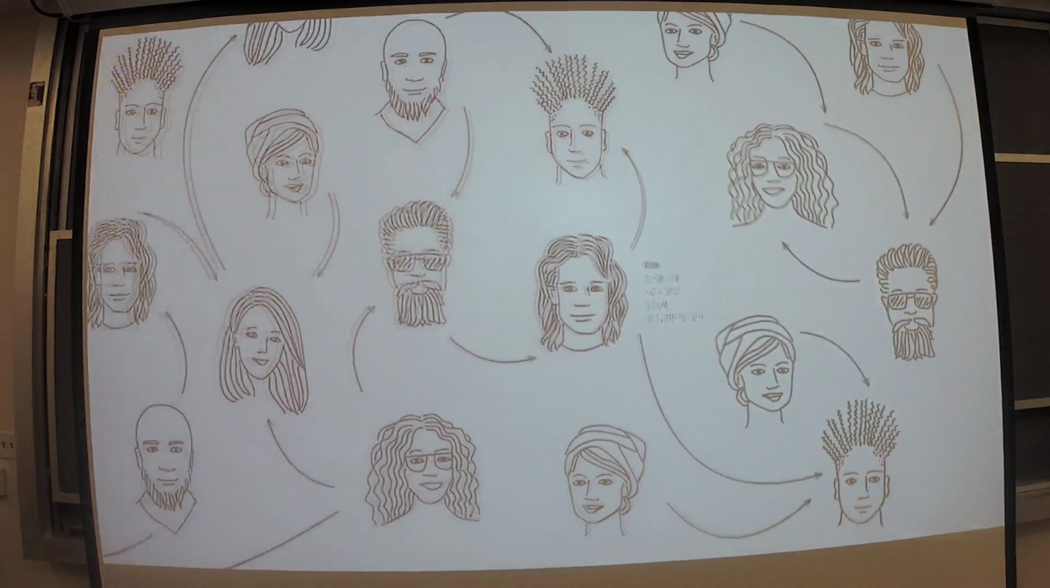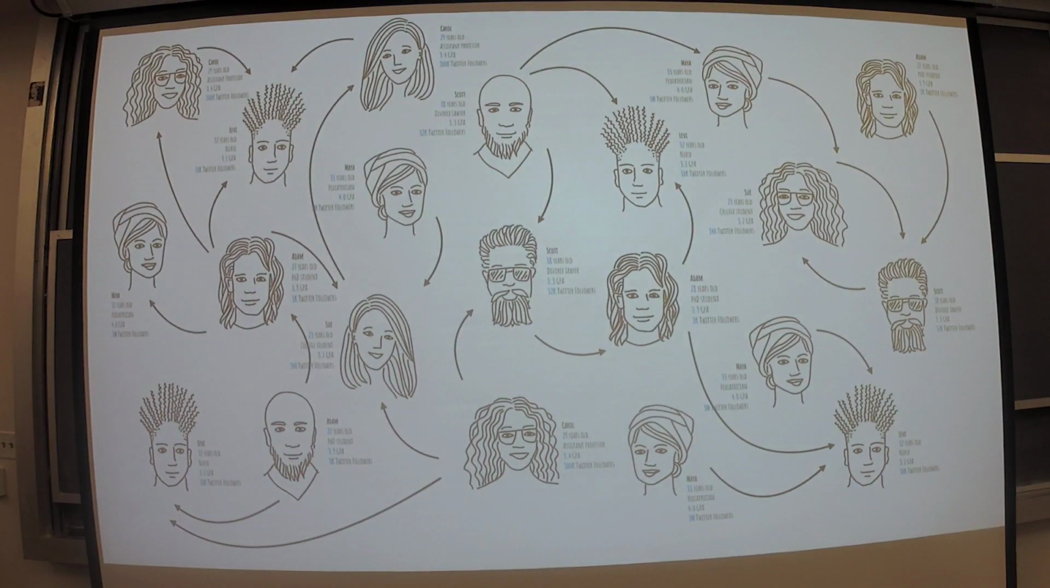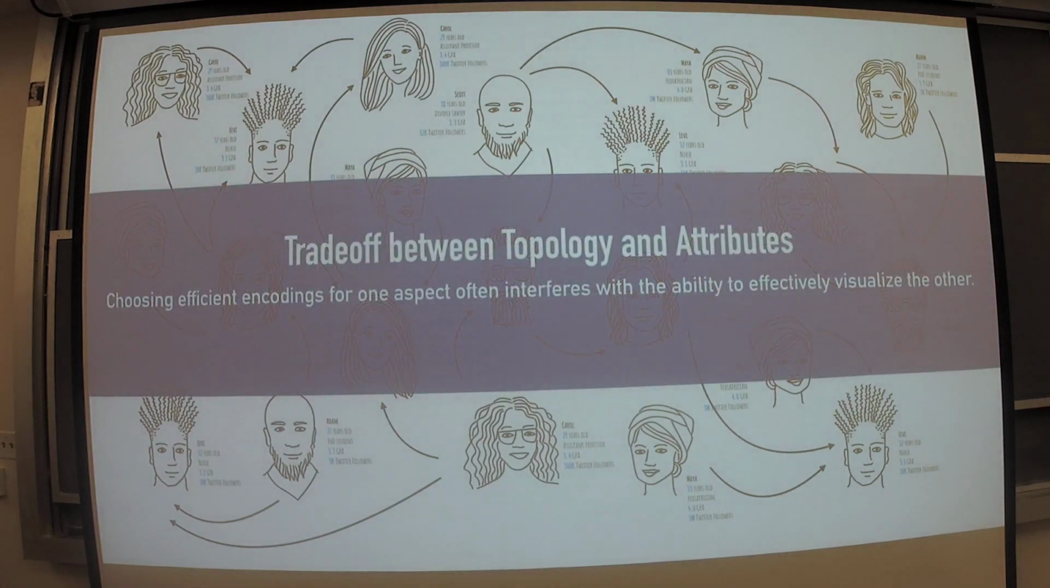If we zoom out and consider that we actually have attributes usually for all the people in a network or all the nodes in a graph, you start seeing one of the biggest challenges in visualizing these, which is this trade-off between visualizing the topology and visualizing the attributes. What happens is that when you choose the efficient encodings for one, it usually comes at the cost of another.